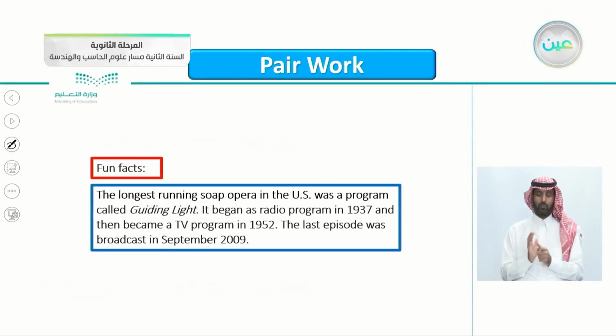Here are some fun facts here. The longest running soap opera in the US was a program called Guiding Light. It began as a radio program in 1937 and then became a TV program in 1952. The last episode was broadcast in September 2009.